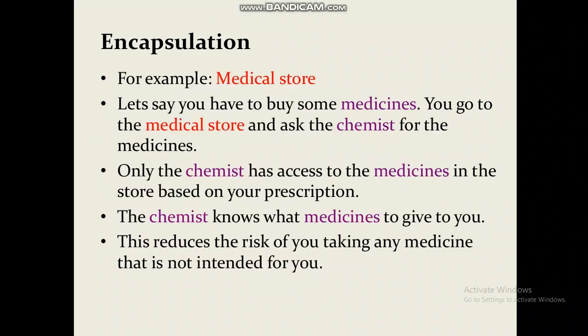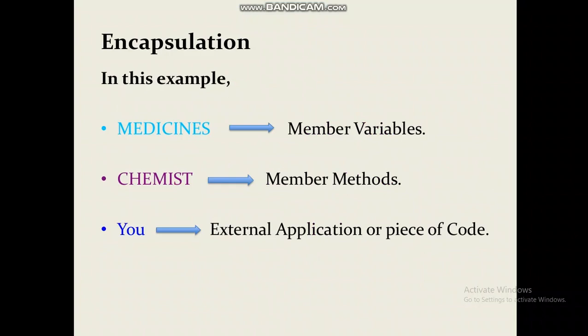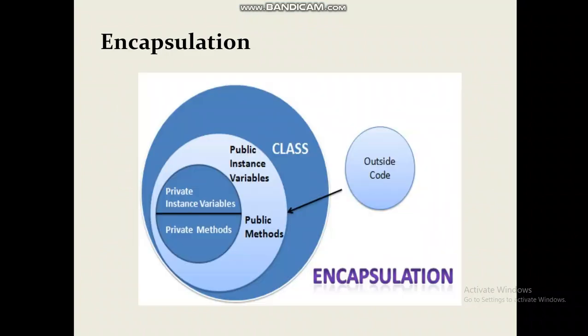For example, consider a situation. It's a medical store. We go to the medical store and ask the chemist for some medicine. Only the chemist can access the medicine, not us. So this reduces the risk of taking any medicine that is not intended for us. In this example, medicines are the member variables, the chemist is the member methods, and you are the external application or piece of code. This picture clearly explains encapsulation. In this, private instance variables, private methods, and public methods are encapsulated into a class.